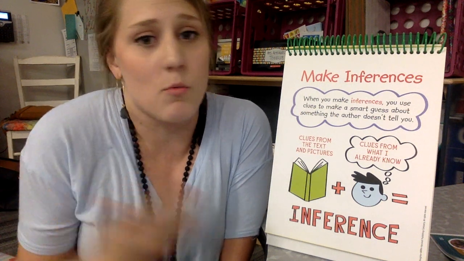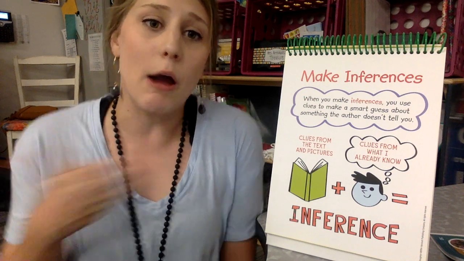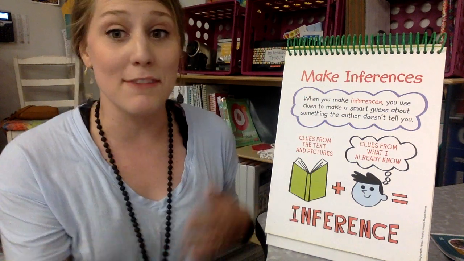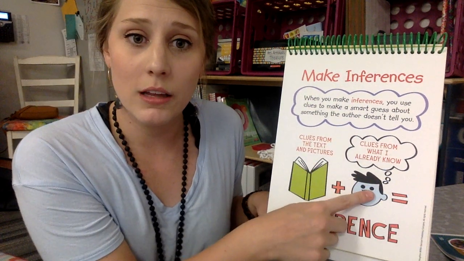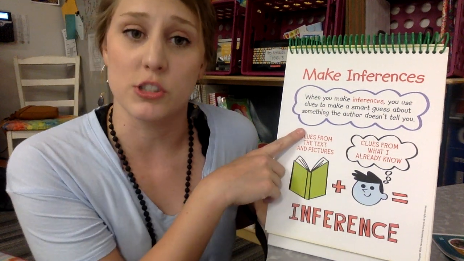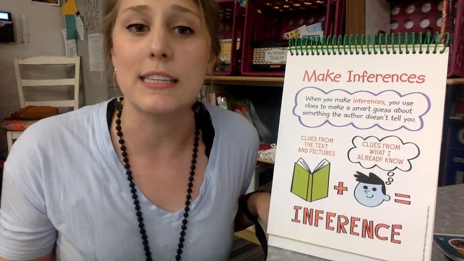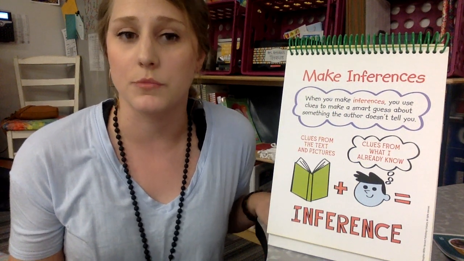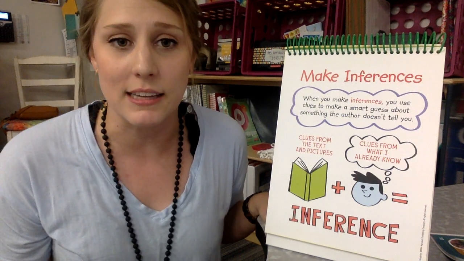And that doesn't mean that one person is right or one person is wrong. It just means that we had different guesses. We might have different things that we already knew that we used with the clues from the story to make our inference. And whenever that happens, our inferences are a little bit different sometimes. Okay, so today that's what we're going to practice doing. We're going to make some inferences.